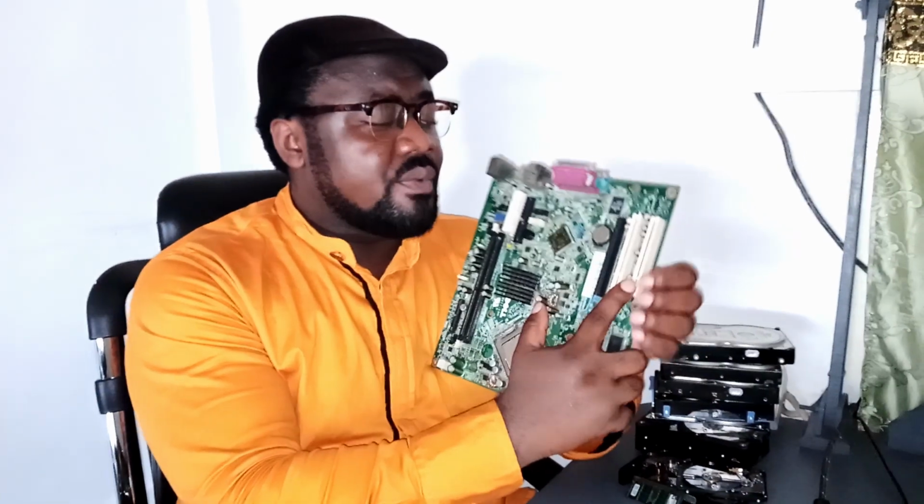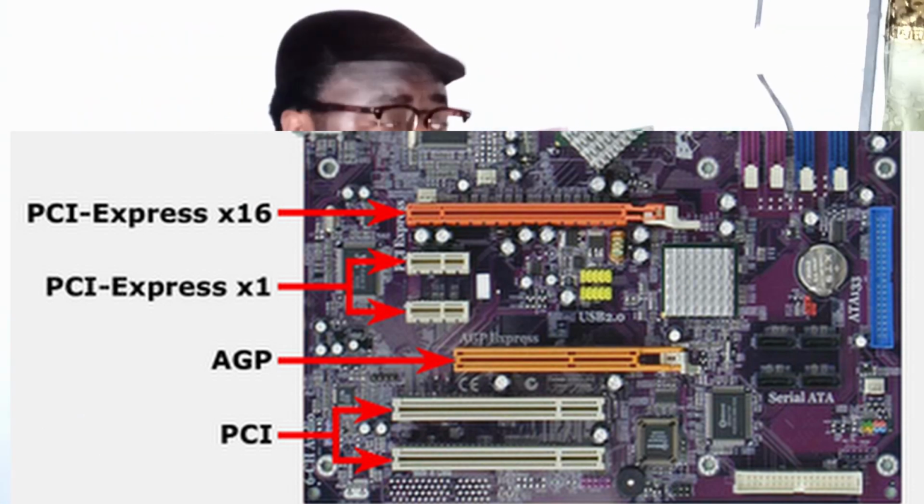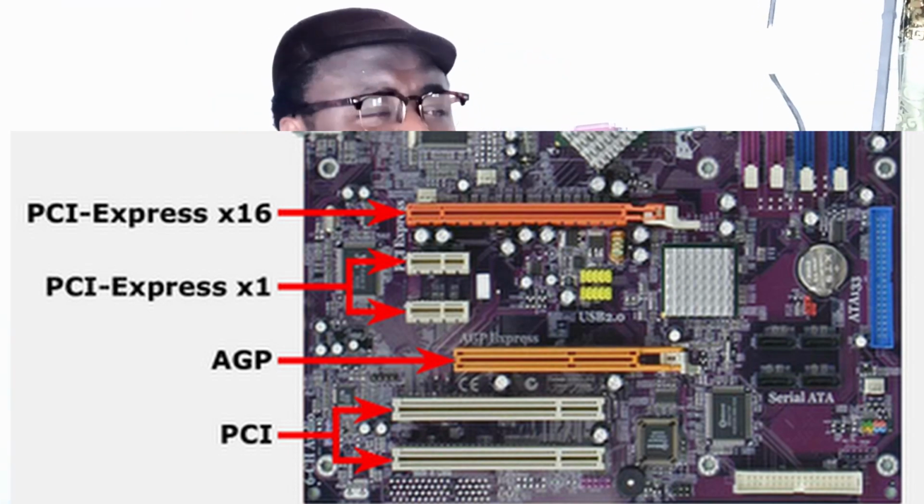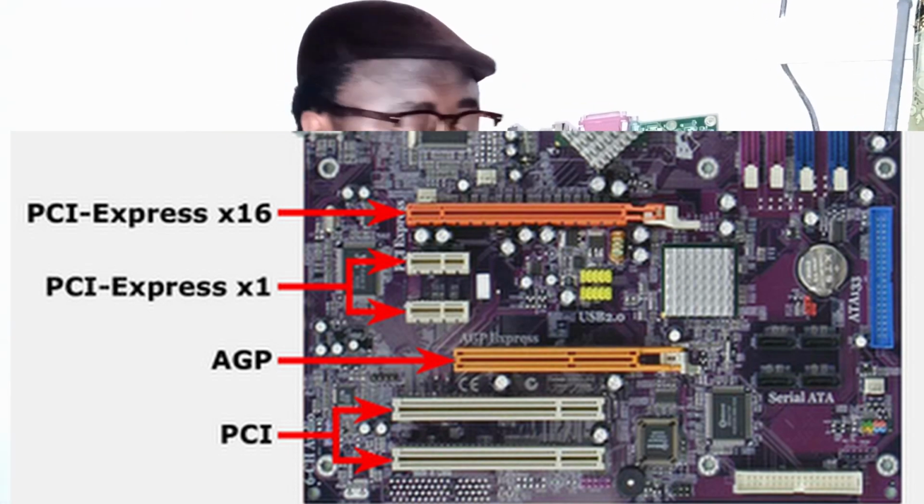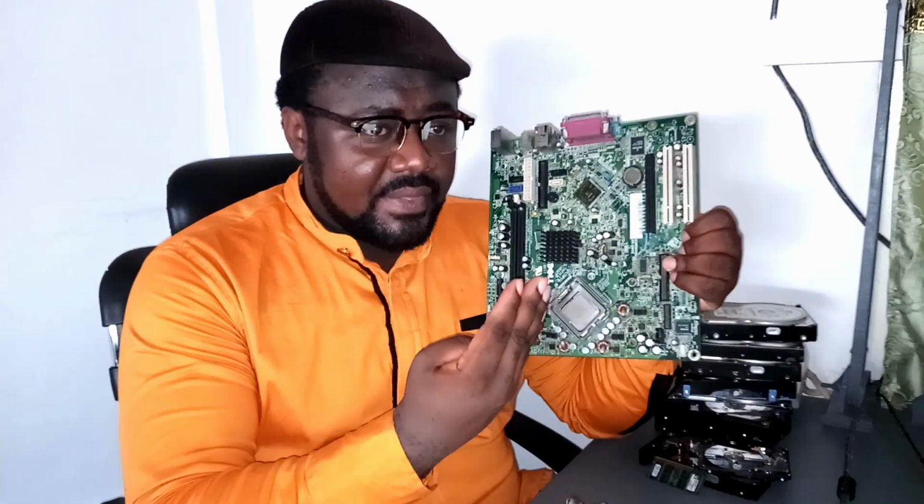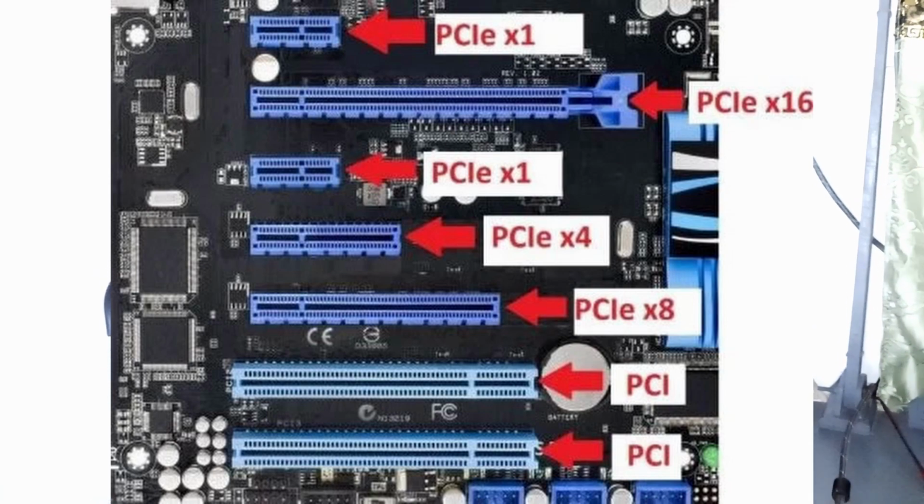So I said the white one here is called what? PCI. Sometimes it is blue in color, most of the time it is white. Then this one here is called PCI Express. The PCI Express comes in 4 types, based on the length of the slots.